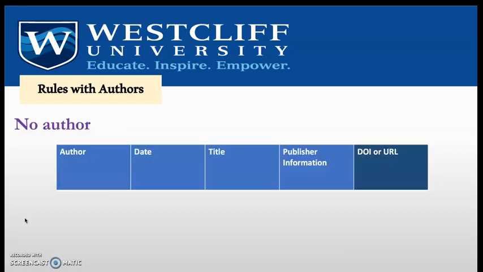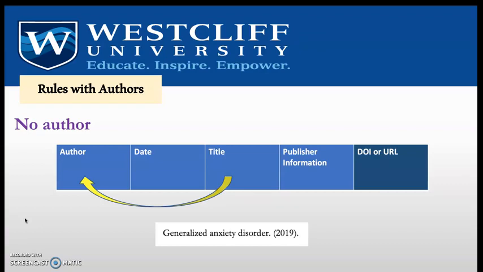If you do not have an author, the title is what's going to come first. So here's an example. Let's say the title of the work was Generalized Anxiety Disorder. That moves into the author's position, but the title is not capitalized, even if it was with the normal reference if there was an author included.